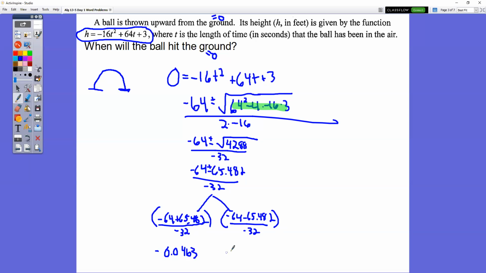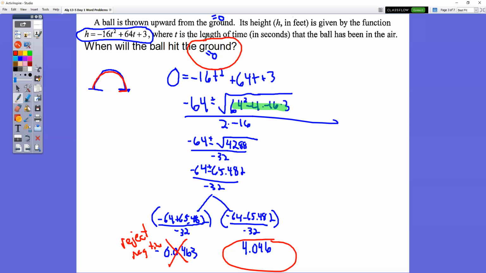On this side, we get negative 0.0463. On this side, we get 4.046. Again, we cannot have negative time. So we're going to cross this one out, rejecting our negative time. So this is our answer. That's how long it takes to start from here, throw it up in the air, and land down on the ground. Remember, the most important thing today is when it says that it's landing on the ground, it equals 0.